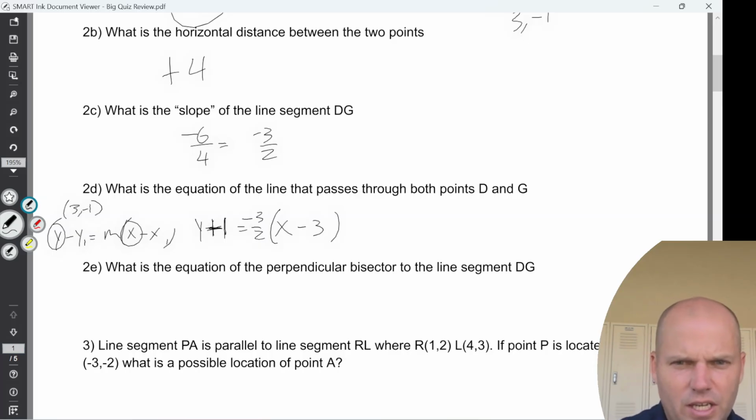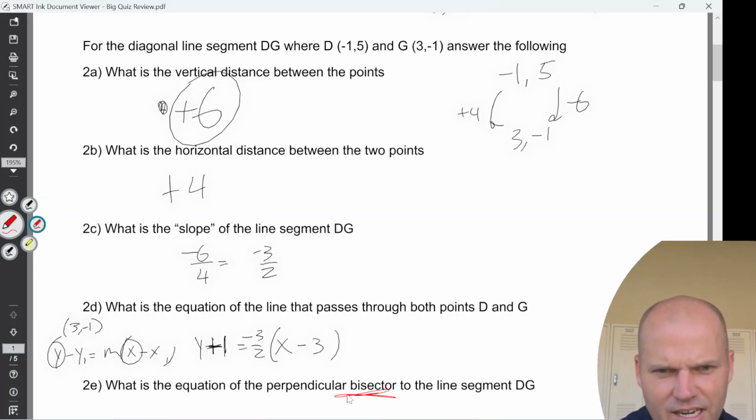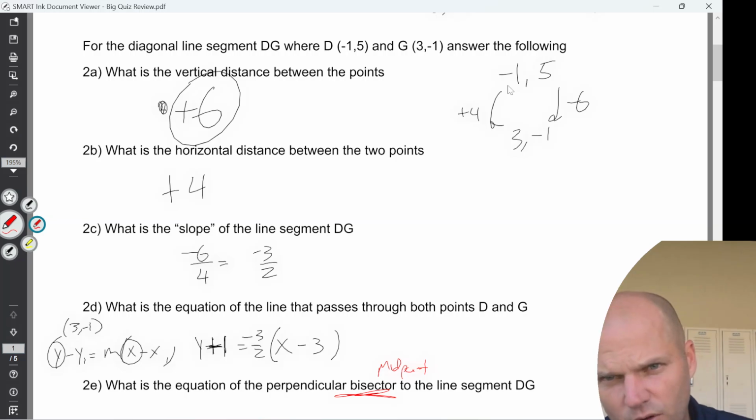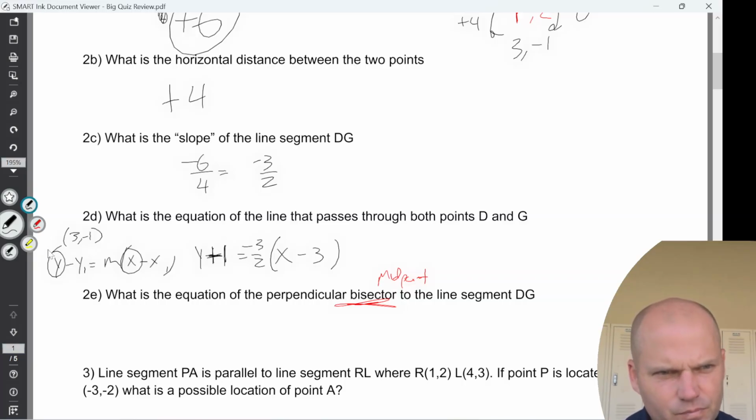What is the equation of the perpendicular bisector to line segment DG? Well, perpendicular bisector means we need to find the midpoint. The midpoint is the point in between negative 1, 5 and 3, negative 1. All we have to do is just go halfway, kind of make a pit stop from negative 1 to 3. I'm going to add 2 to negative 1 to get to 1. And 1 is smack dab in between negative 1 and 3. We can also find the average of these two values. And then from 5 to negative 1, instead of subtracting 6, I'll subtract 3 to get to 2. So 1, 2 is the midpoint. So I'm going to write our point, 1, 2.